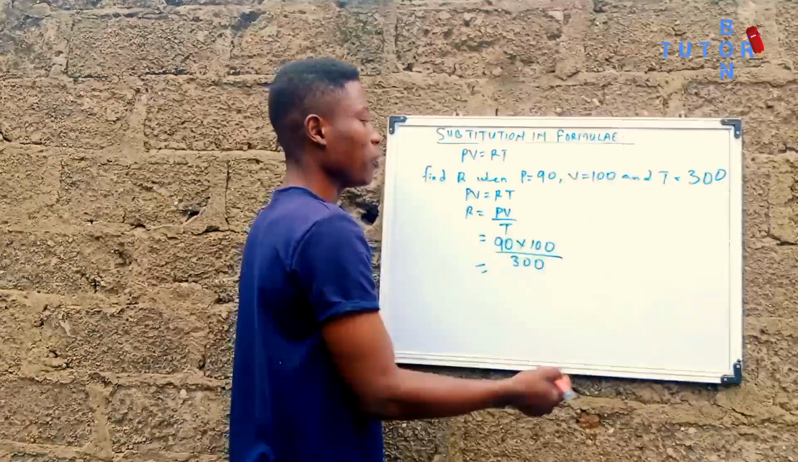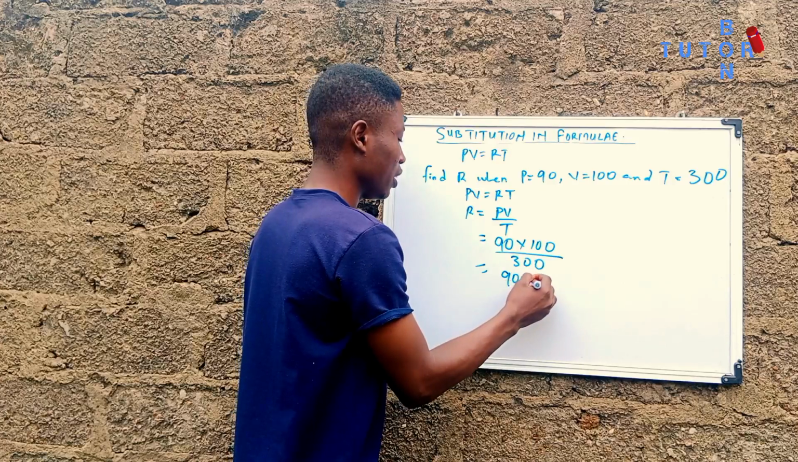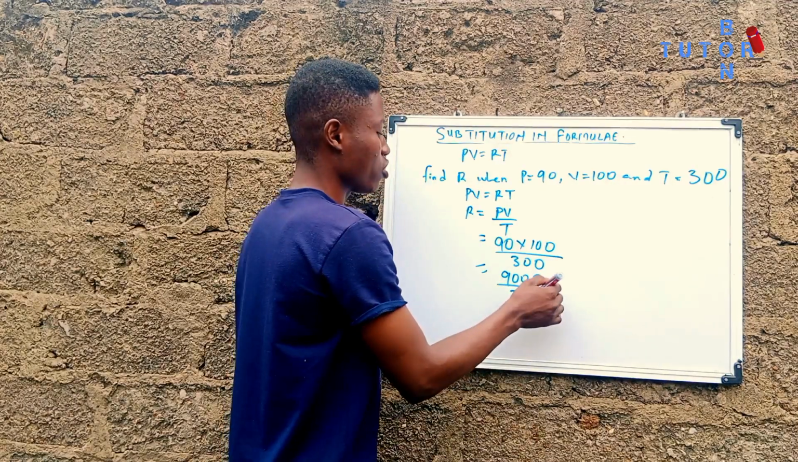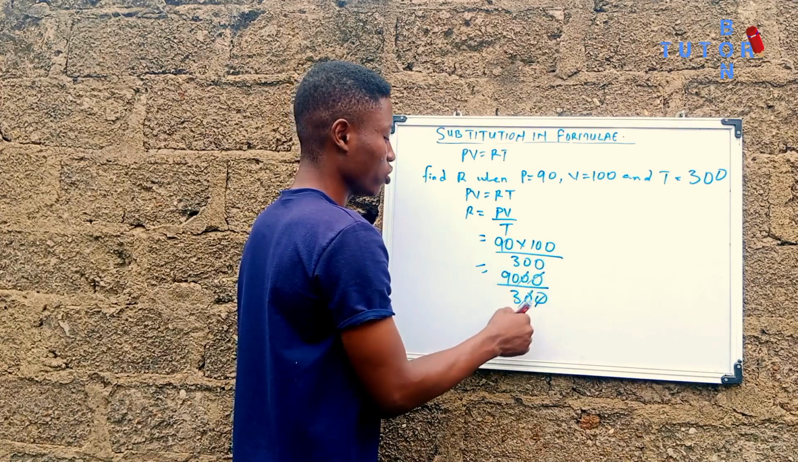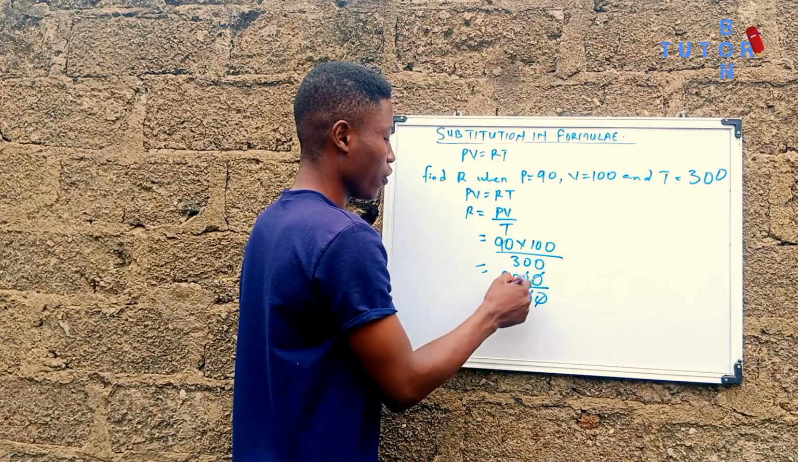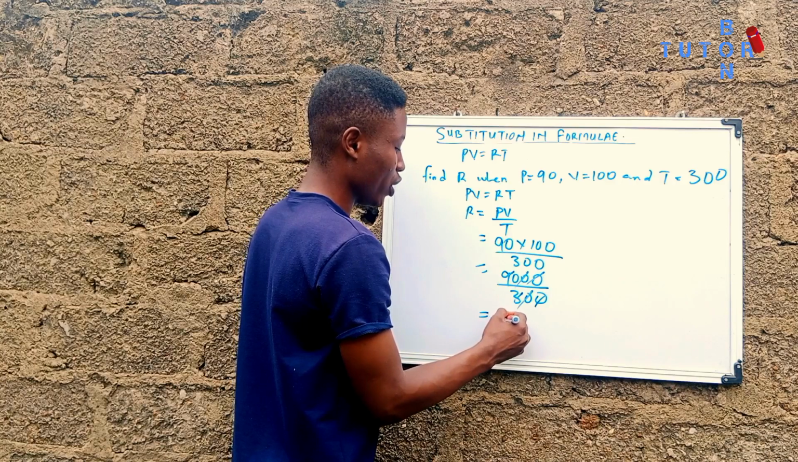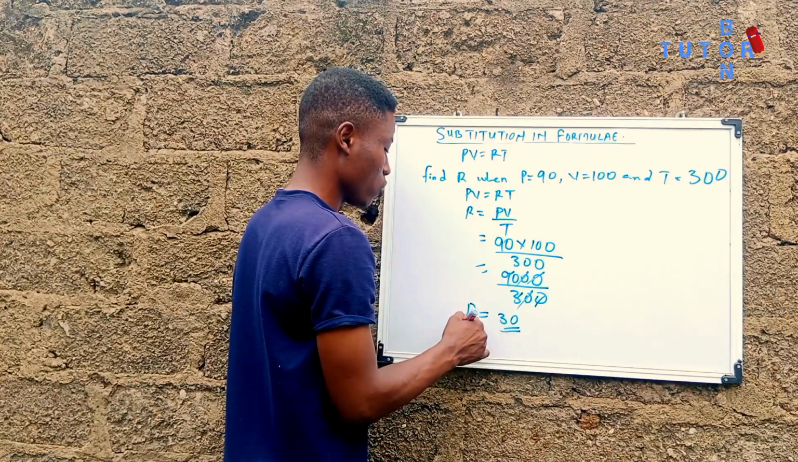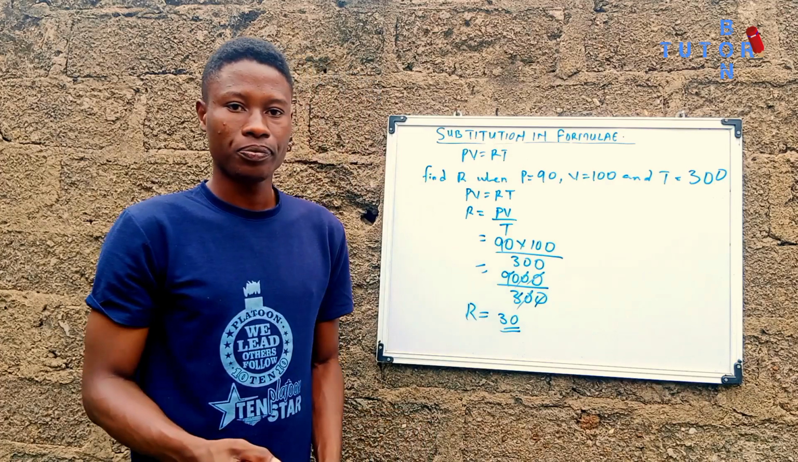Your 90 multiplied by 100 will give you what? 9,000 divided by 300. You have 0 to cancel 0, 0 to cancel 0, and you have 3 to divide this, and you are left with what? Yes, 30. So your R is equal to 30.